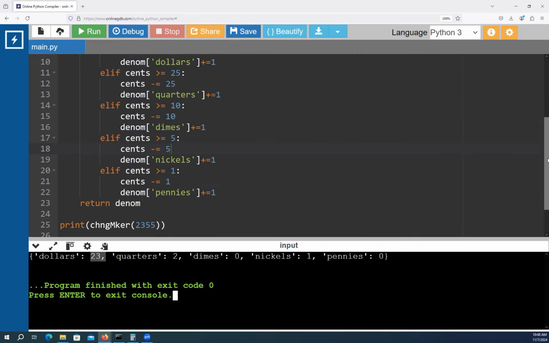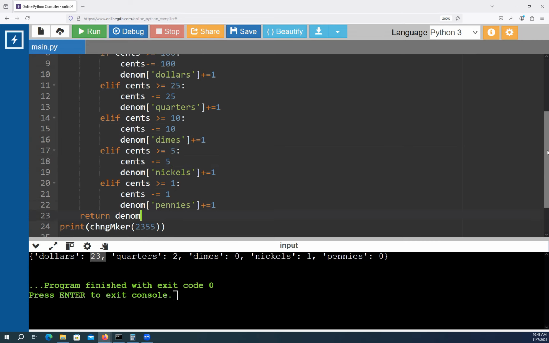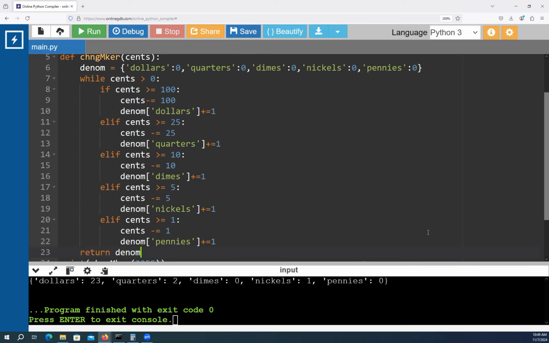I've said enough and I've coded enough. Got to move on to other things. Got a busy day, always. But here it is, the change maker algorithm.